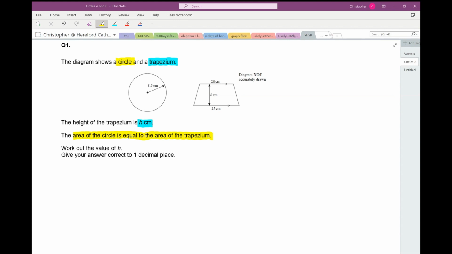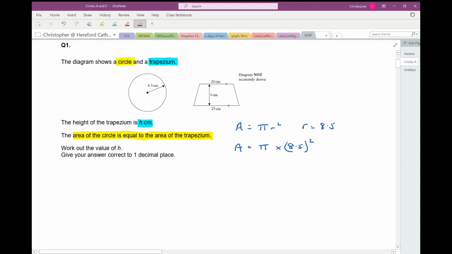Well, first of all, let's work out the area of that circle. So the area of the circle is pi r squared, and the radius of the circle is 8.5. So the area of my circle is going to be pi times 8.5 squared. It doesn't matter what that is at the moment, but we could work that out on our calculator.